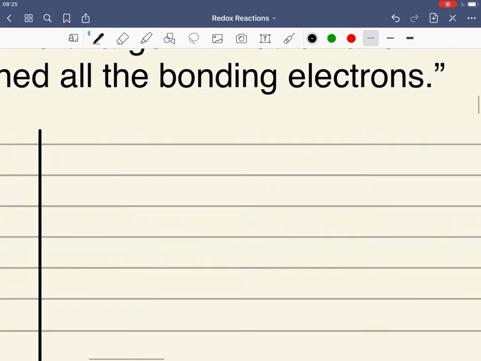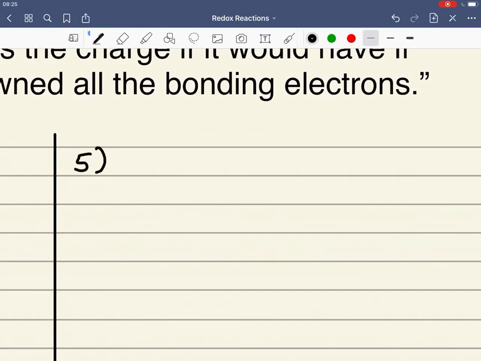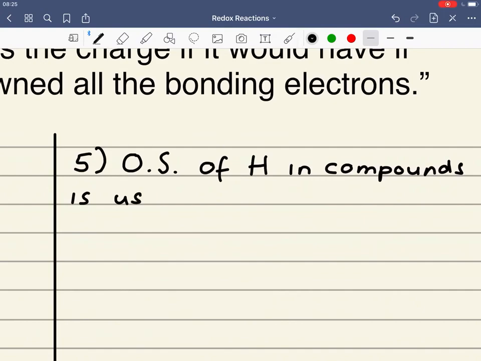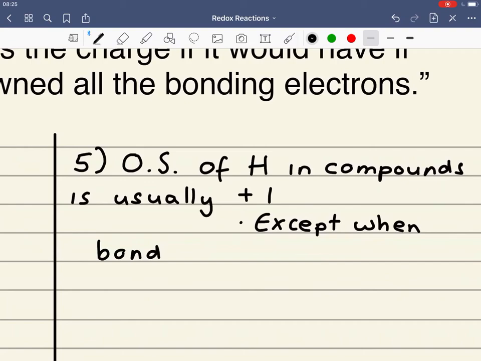Rule number 5 is the oxidation state of hydrogen. As I said, it should be in compounds, is usually +1. The exception being except when bonded or combined with metals.